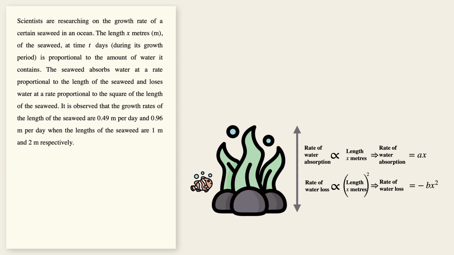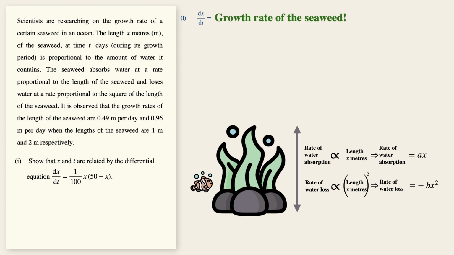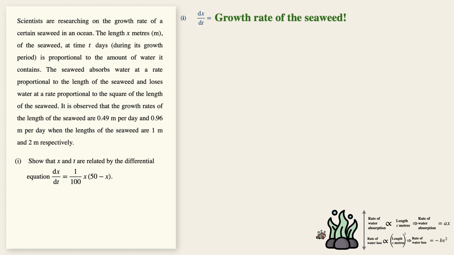So we are to show that x and t are related by the differential equation dx over dt equals to this expression. So we first have to understand what dx over dt actually means. Now x is the length while t is time in days. So this is the growth rate of the seaweed. And from the question, the growth is proportional to the amount of water it contains, which is simply a combination of the rate of water absorbed and the rate of water lost. So we have put together an expression over here where dx over dt is equal to ax minus bx squared.